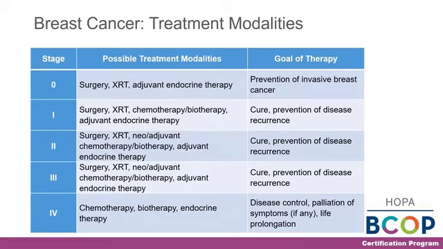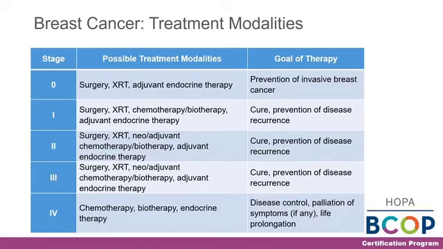I'll start with the different treatment modalities that are available based on the stage of breast cancer that's diagnosed. Stage 0 breast cancer is DCIS, or ductal carcinoma in situ, and the possible treatment modalities include surgery, radiation, and adjuvant endocrine therapy if the DCIS is hormone receptor positive, which in most cases it is. The goal here is to prevent invasive breast cancer. So stage 0 breast cancer is in a category on its own, and it's considered a non-invasive breast cancer.